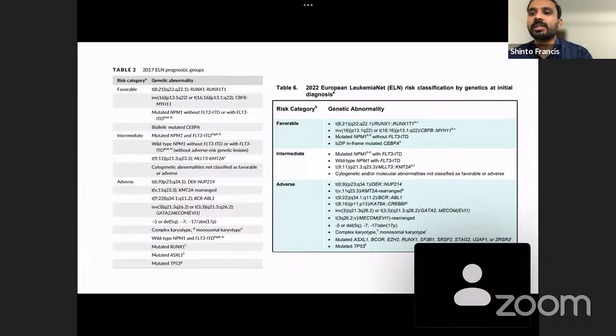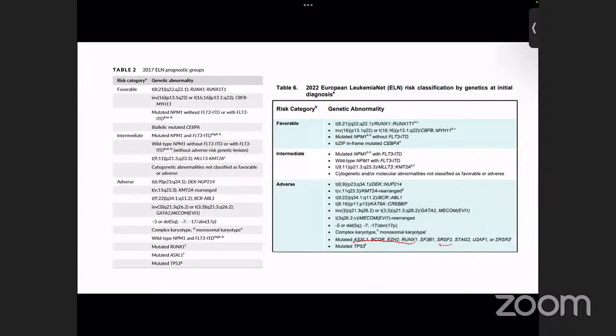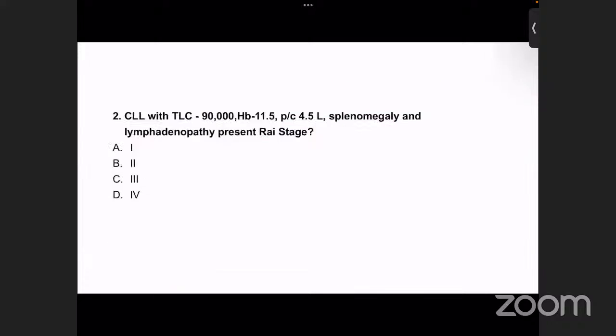where they have included many more molecular markers like we can see here: ASXL1, RUNX1, SF3B1, SRSF2, STAG2, and all. These are in addition to what we had in the 2017 ELN. Okay, so translocation 8;21, CEBPA, NPM1, all these are good prognostic markers, whereas complex karyotype, meaning more than 3 chromosomal abnormalities, is an adverse prognostic risk.